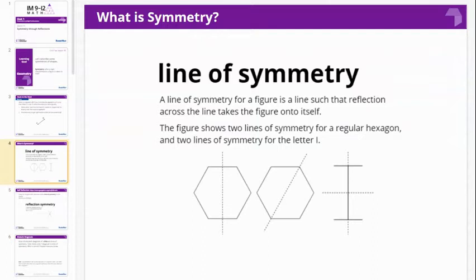So if you were to fold a piece of paper in the right spot, one side will map perfectly onto the other, right? And we've all done that. This figure shows two lines of symmetry for a regular hexagon, six-sided gon, right? And if you were to fold it, it would line perfectly up onto itself. The letter I is symmetric. If you fold it straight down the middle, either horizontally or vertically, one side will map onto the other.